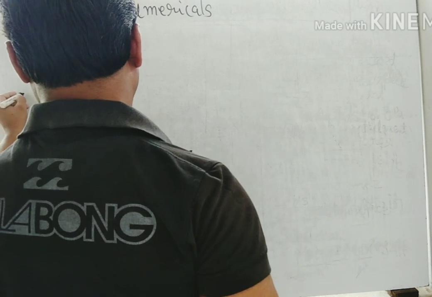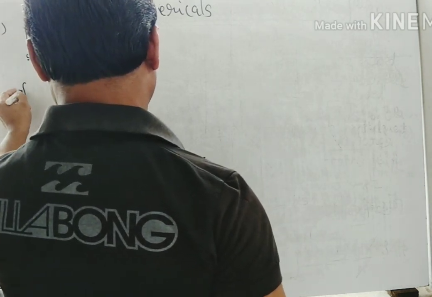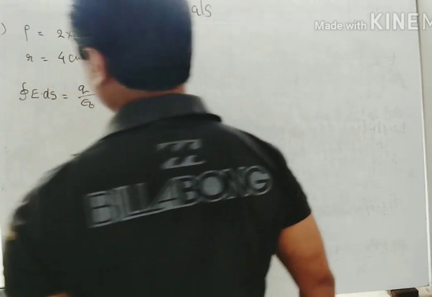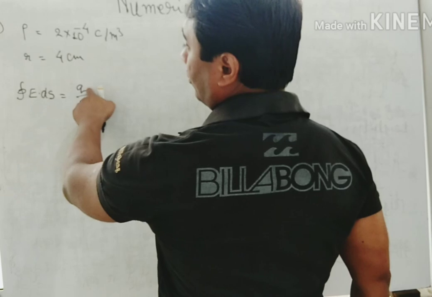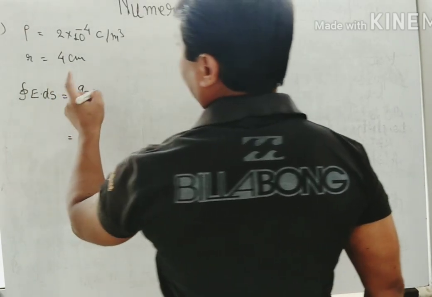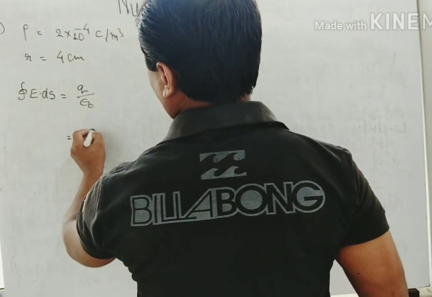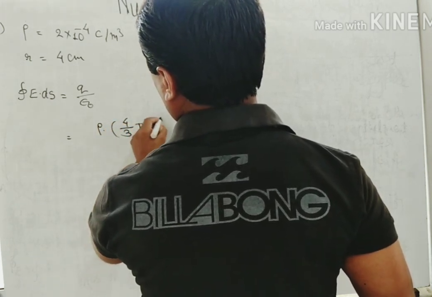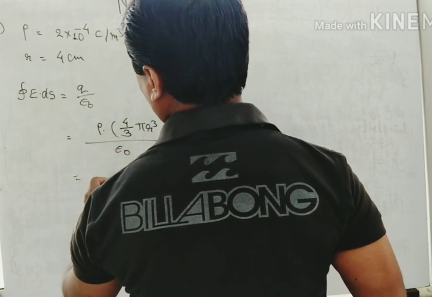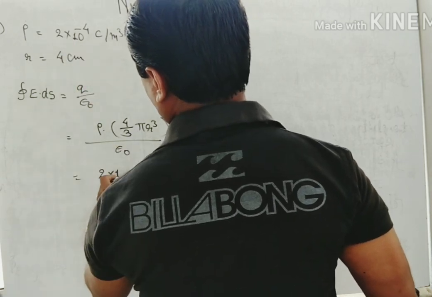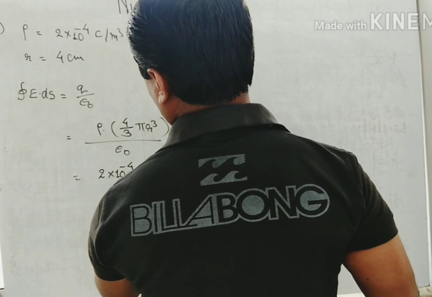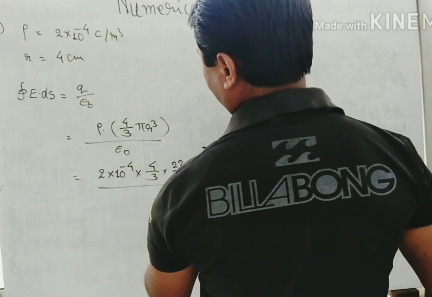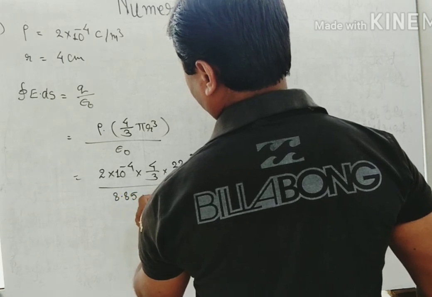Okay, so now let's begin directly. According to Gauss's law, we can write the integral over the closed spherical surface E dot ds, which is equal to Q by epsilon naught. Now here Q will be written in terms of the volume charge density. So the volume charge density rho into the volume, 4 upon 3 pi r cube. Now it is 2 into 10 power minus 4 into 4 upon 3 into 22 by 7 into r cube upon epsilon naught, 8.854 into 10 power minus 12.